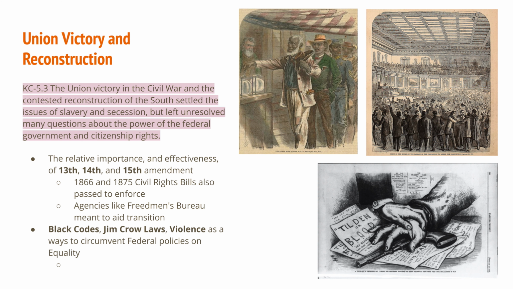All right, the Union victory in the Civil War and the contested Reconstruction of the South settled the issues of slavery and secession, but left unresolved many questions about the powers of the federal government and citizenship rights. So you can compare the relative importance and effectiveness of the 13th, 14th, and 15th Amendments. Obviously they're all really important, but which of these amendments is the most important during Reconstruction? And the answer to that question is not necessarily which of these amendments is the most important today.